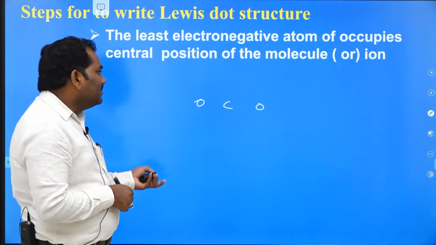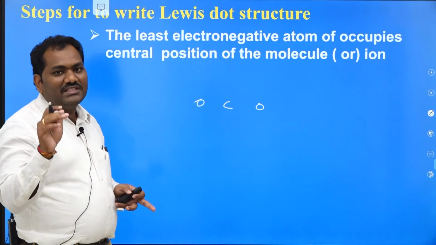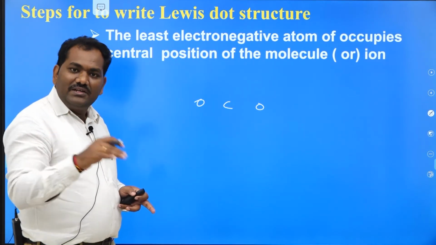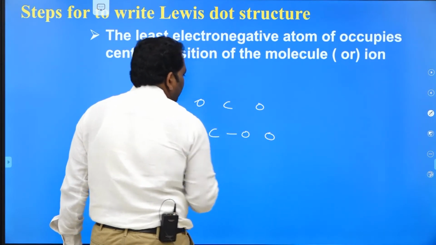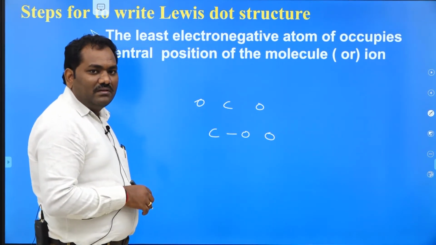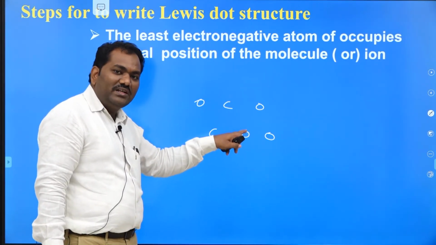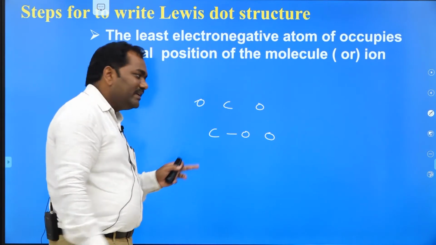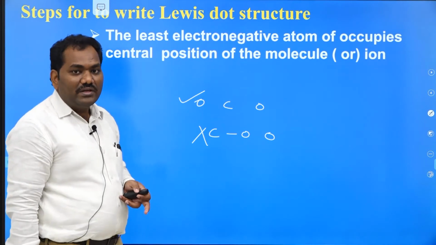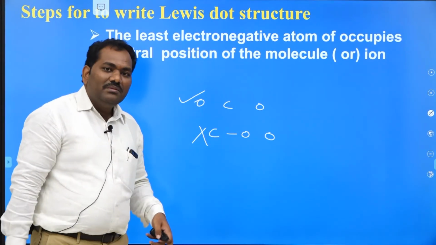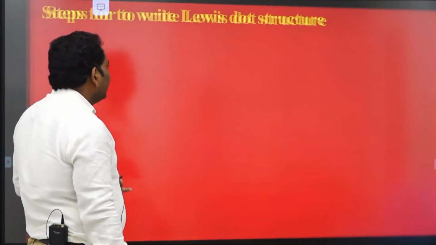Like this, we can select the central atom by using their electronegativity. Do not write it like this; this is not the correct way. If you write like this, oxygen is considered the central atom, but oxygen is more electronegative than carbon. That's why it is wrong. This is the correct assumption. So select the central atom based on their electronegativity.